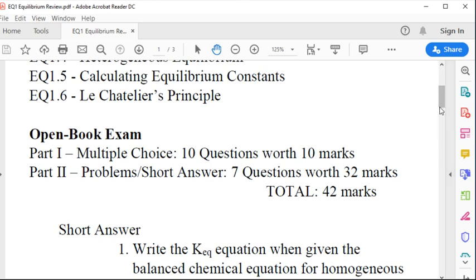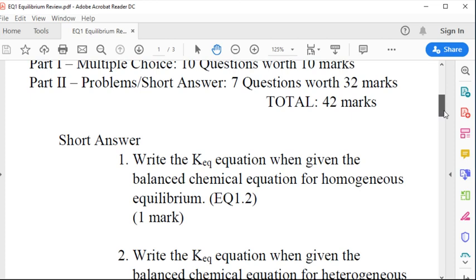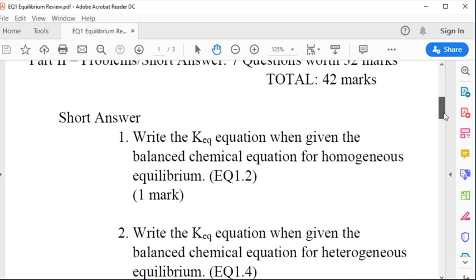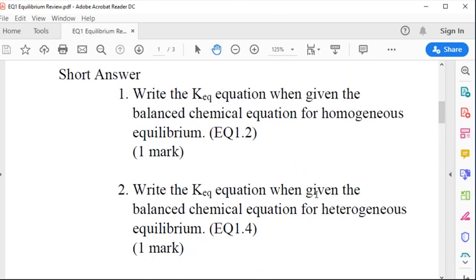To give you an idea of what those short answers will be, number 1 will be simply write the KEQ equation when given the balanced chemical equation for homogeneous equilibrium. So that's pretty easy. If you look back in EQ 1.2, you'll see how to do that. Number 2 is writing the KEQ equation when given a balanced chemical equation for heterogeneous equilibrium. If you go to 1.4, you'll see how we did that, how we handled that.